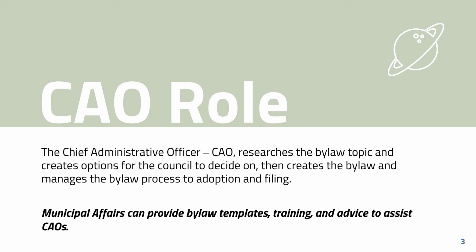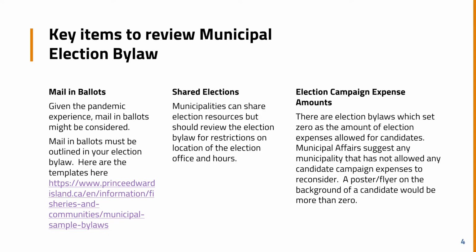The CAO's role. The Chief Administrative Officer researches the bylaw topic and creates options for the Council to decide on, then creates the bylaw and manages the bylaw process to adoption and filing. Municipal Affairs can provide bylaw templates, training, and advice to assist CAOs.